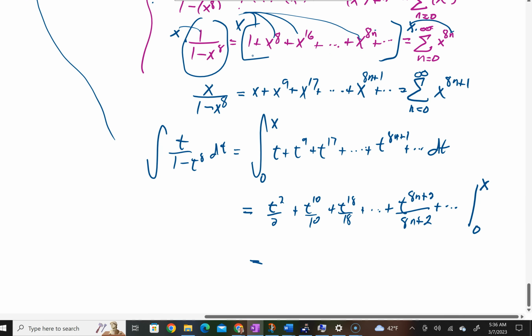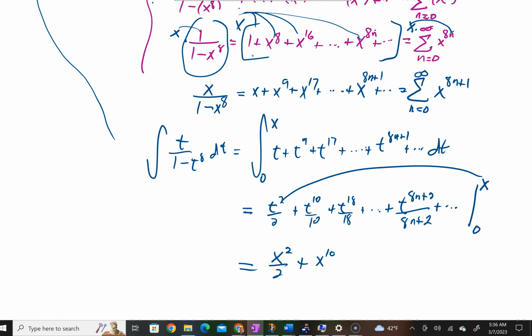So right now, using the fundamental theorem of calculus, plugging in our x, we'd have x squared all over 2 plus x to the 10th all over 10 plus x to the 18th all over 18 plus x to the 8n plus 2 all over 8n plus 2. And really I wanted to say plus dot dot dot in there.